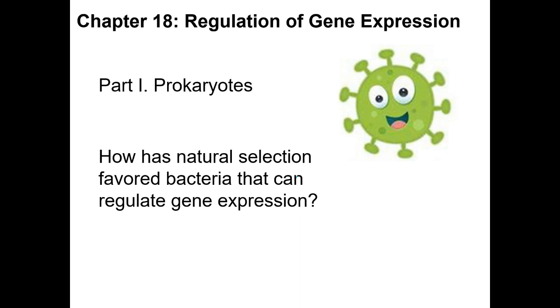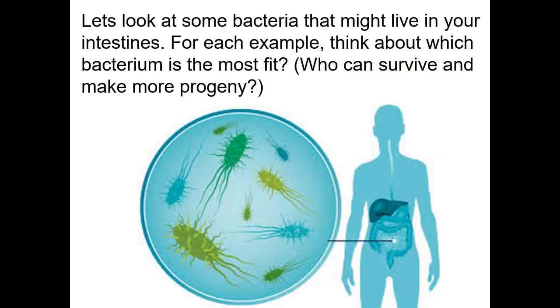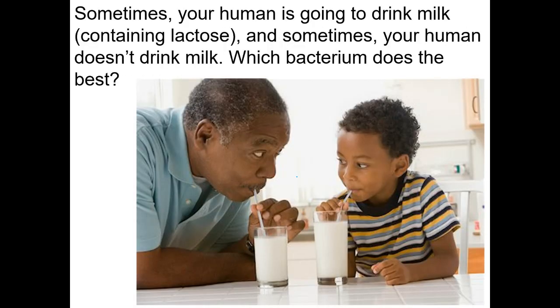So what I want to look at first is why this would happen, and then we'll look at how it happens. Why this would happen is natural selection. Natural selection has favored bacteria that can regulate gene expression. Why is that? We're going to look at an example of bacteria that live in your intestines. The bacteria that are living there are going to be the ones that are most fit because their ancestors survived and reproduced. So let's take an example of bacteria that live in your intestines and what happens when you drink milk, or what happens when you don't drink milk.